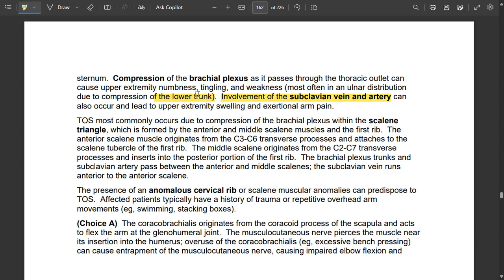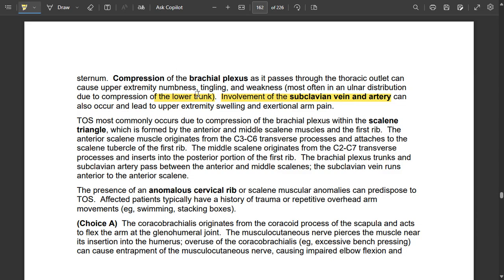The anterior scalene muscle originates from the C3 to C6 transverse processes and attaches to the scalene tubercle of the first rib. So the anterior scalene muscle originates from the cervical 3 to cervical 6 vertebral transverse processes and attaches to the scalene tubercle of the first rib.